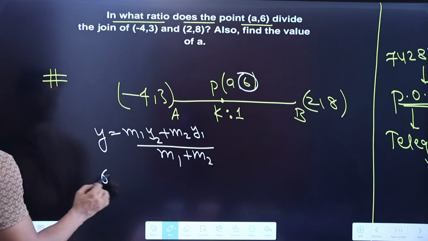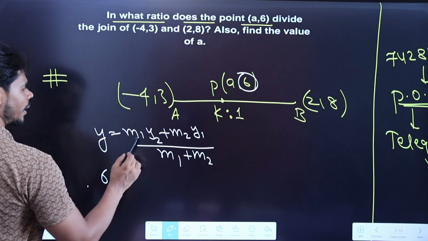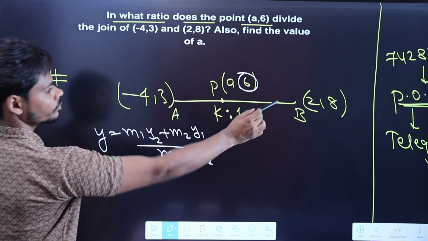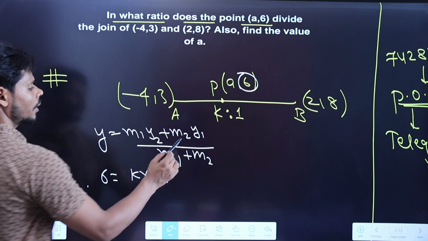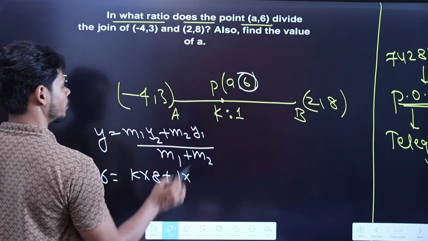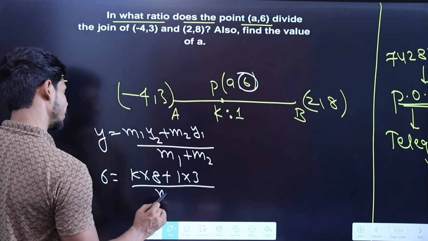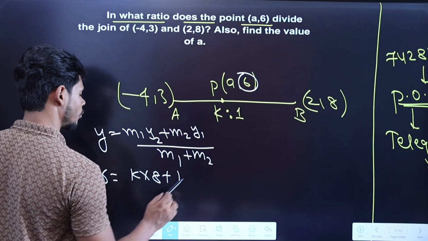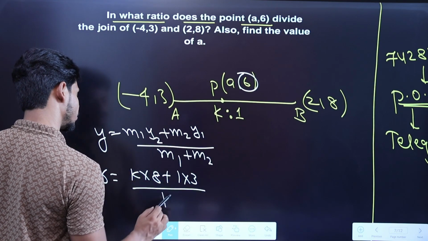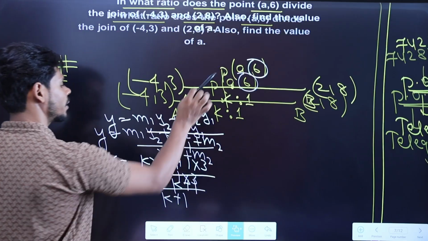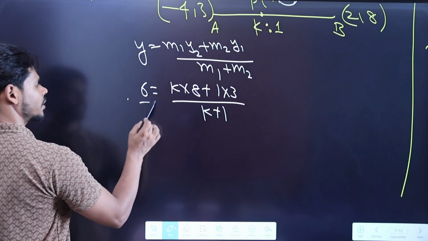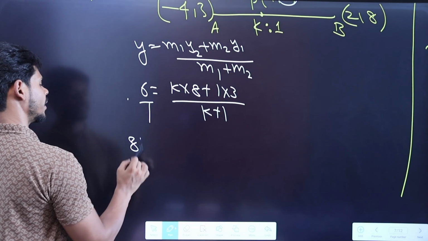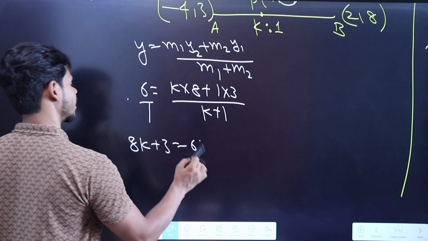Y is 6 this time. Then m1 is k into y2 is 8, then plus m2 is 1 into y1 is 3, whole divided by m1 plus m2, which is k plus 1. And from here we just need to find the value of k, nothing else, right? So now let's cross multiply. If I cross multiply, I will get 8k plus 3 is equal to 6k plus 6, right?